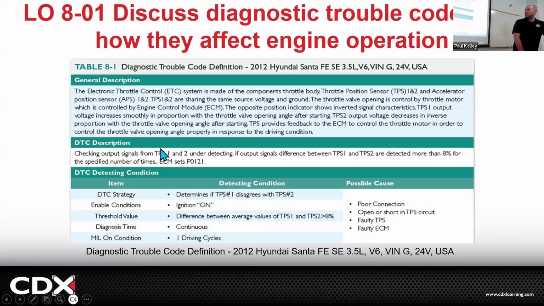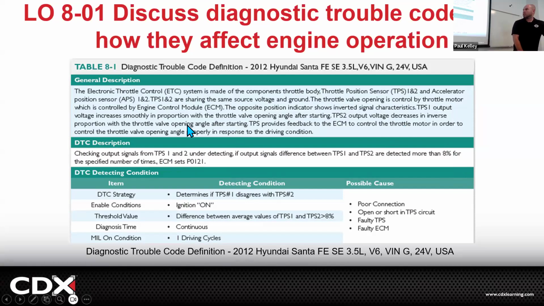It's saying that checking the output signals from TPS 1 and 2, if the output signals difference between TPS 1 and 2 is detected for more than 8% for the specified number of times, the ECM will set the code. So if the ECM set the code, there was a difference between TPS 1 and 2 of more than 8% a certain number of times. So now you know exactly why the code's set, how it's set.